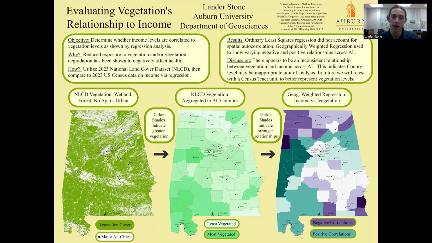But now that I have my Alabama counties map, I'm able to run my regression analysis. As is typical practice, I did an ordinary least squares regression first. And so ordinary least squares does a global regression analysis covering the whole study area and assuming that there isn't differentiation between counties. So it assumes the relationship is the same across the state.